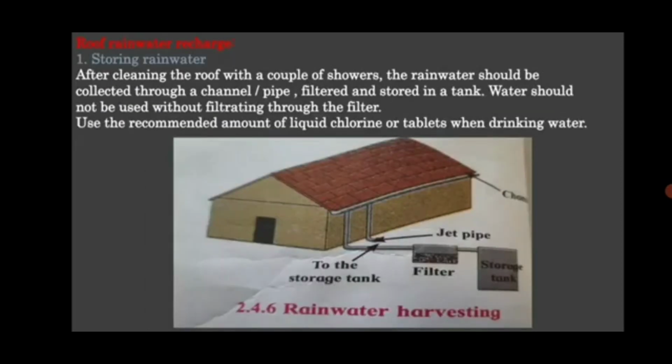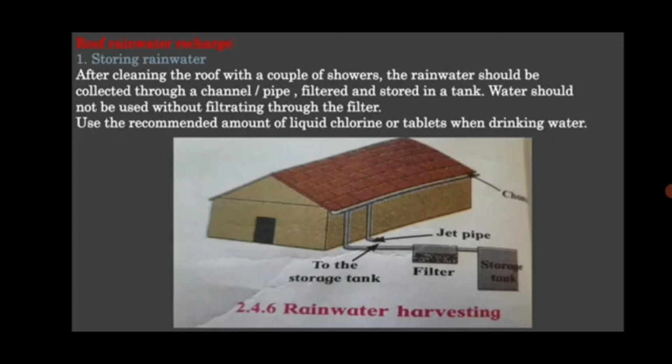Next, roof rainwater recharge. Rainwater is considered first through both reuse and recharge. Rainwater harvesting is the process of recharging with rainwater. There are different types. In the first type, the rainwater is stored in a tank and is used for drinking and other purposes. The second is that the rainwater is infiltrated into the soil through the suction pit. Such water becomes part of groundwater.